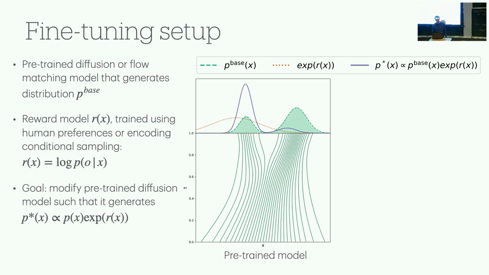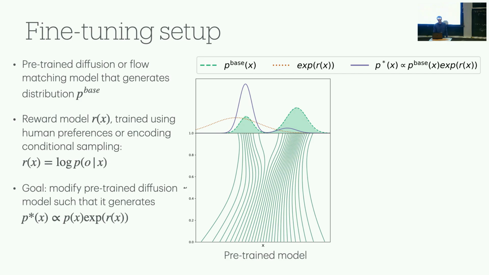And then the goal is to modify the pre-trained diffusion model so that it generates from p star, which is proportional to p-base times exponential of R of x. If you look at this one-dimensional plot on the right, you can see that p-base would be the distribution that you see in green. And the trajectories that you see here are trajectories for an ODE that samples from p-base. So that would be the trajectories for the base model.